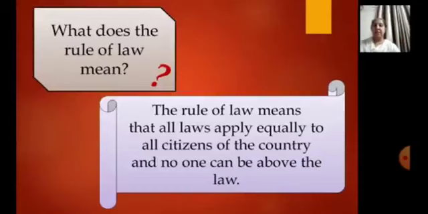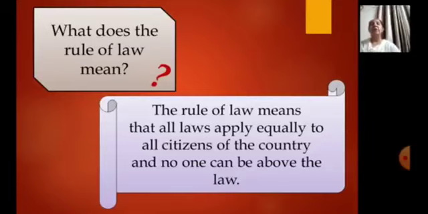Then, what does the rule of law mean? What is that rule of law? The rule of law means that all laws apply equally to all citizens of the country and no one can be above the law. Let me repeat my words again. The rule of law says that all laws apply equally to all the citizens of the country and no one can be above the law.